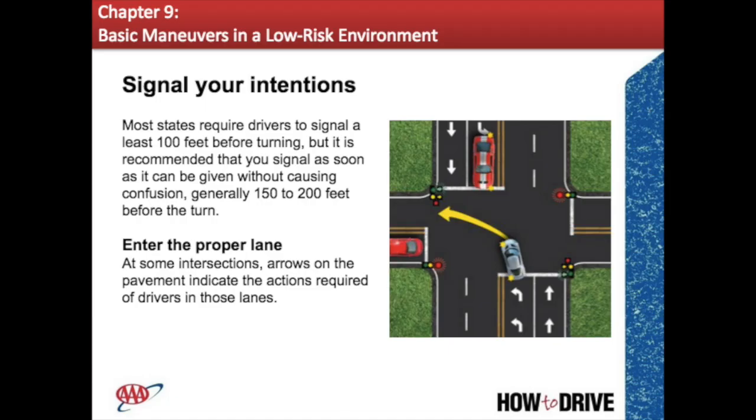Then we have entering the proper lane. At some intersections, arrows on the pavement indicate the actions required of drivers in those lanes. You should position your vehicle in the proper lane before you arrive at the intersection. Many multiple lane streets have dedicated left turn lanes at intersections. You can earn a citation for improper lane use or driving in an unsafe manner.